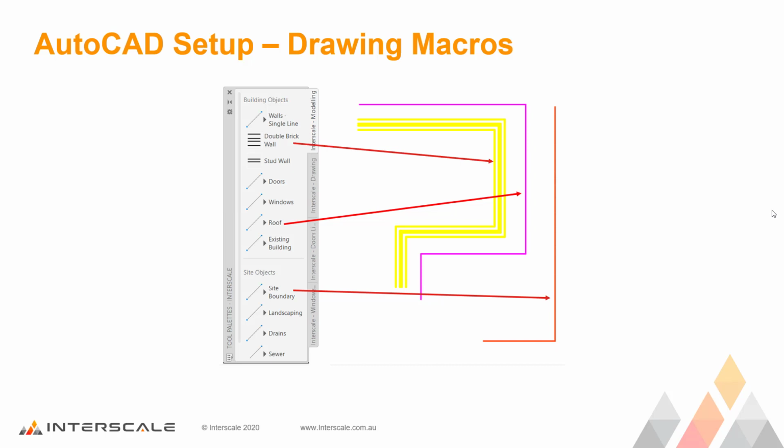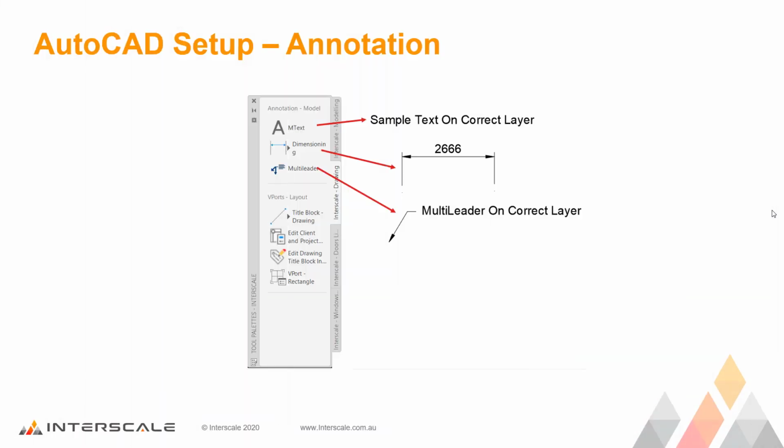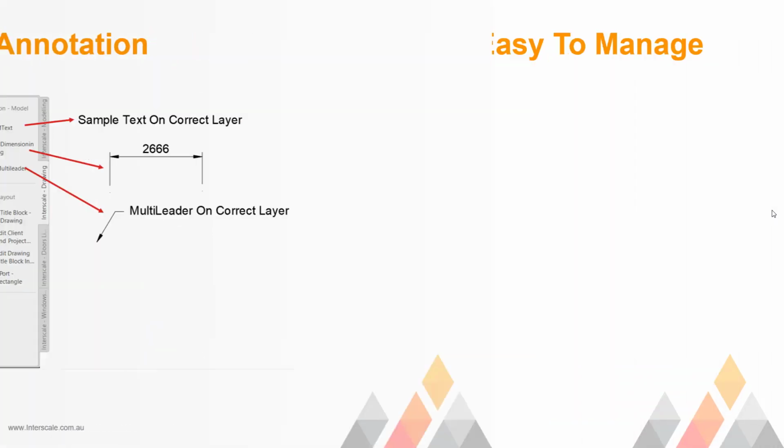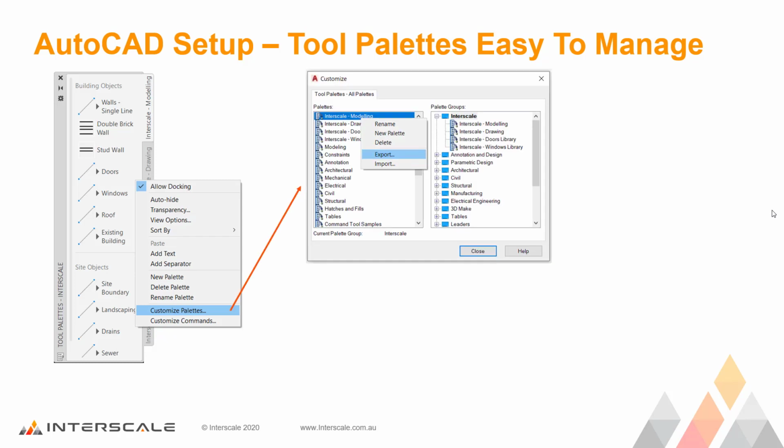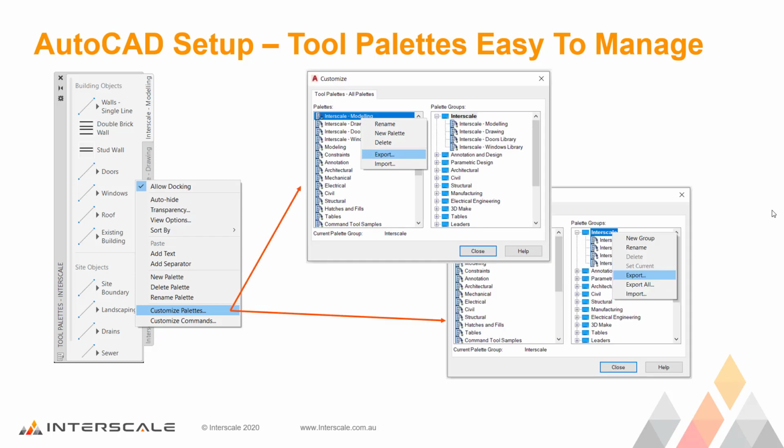This lets users get on with their designing and drawing and not have to continually worry or forget about changing layers all of the time. This same sort of setup applies to all of your annotation commands. The great thing about tool palettes is they're easy to manage and edit, and they're easy to upgrade between AutoCAD versions. Also remember, they can be used in AutoCAD and AutoCAD LT.